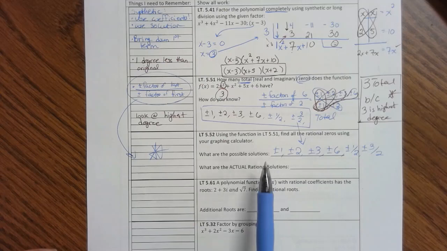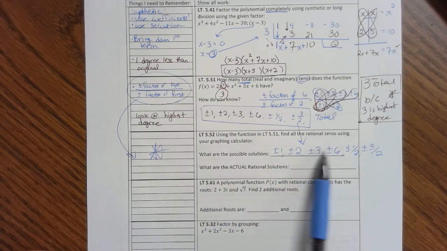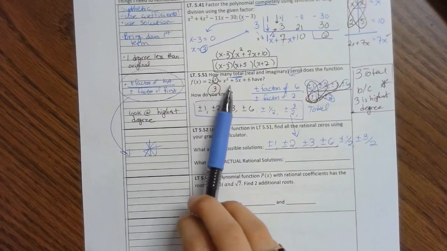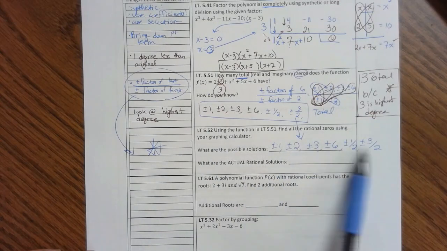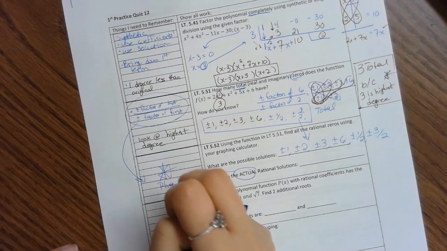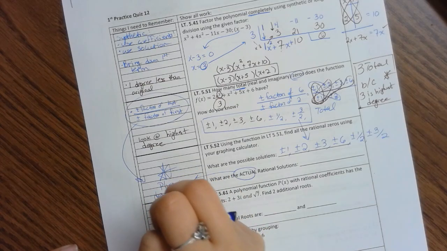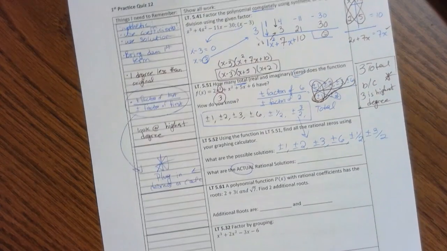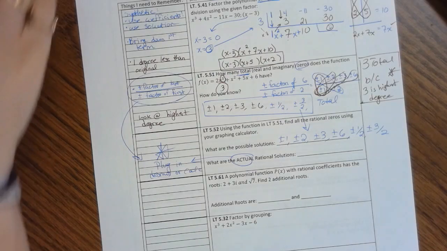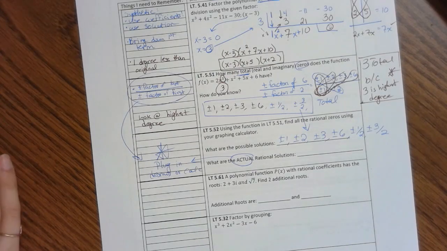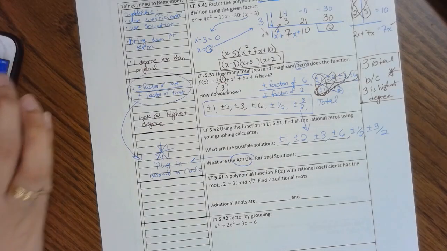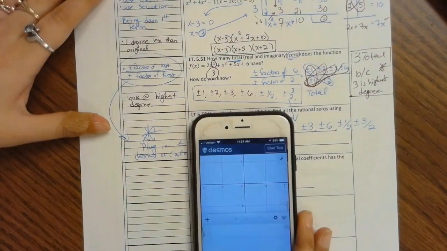So, coming back to here, I already did half of it. What are the possible solutions? That's the plus and minus factors of the last term divided by the factors of the first term, which we got. To find the actual zeros, plug in Desmos or graphing calculator, and we're going to see what we get. So I'm going to go ahead and use my Desmos on the phone. So let's see. Once this decides to load, let's go ahead and do start mode.